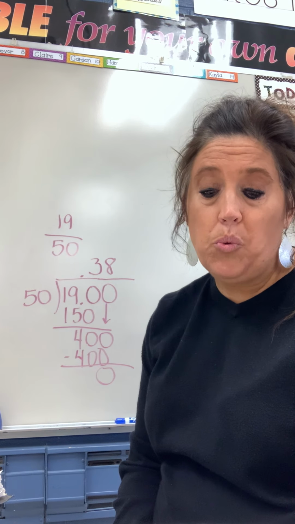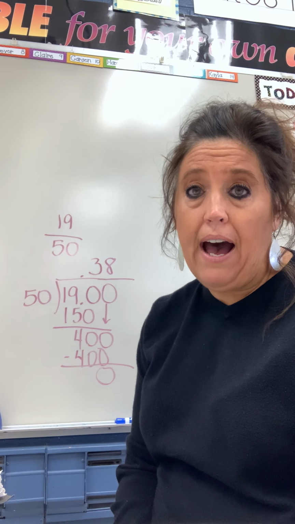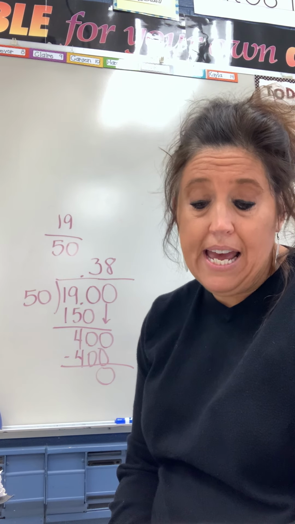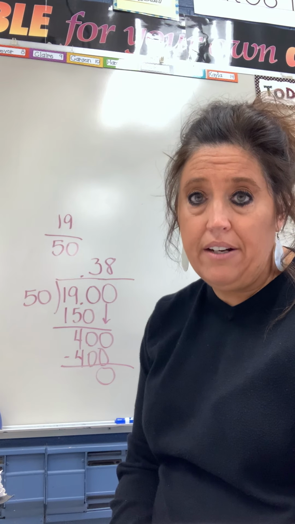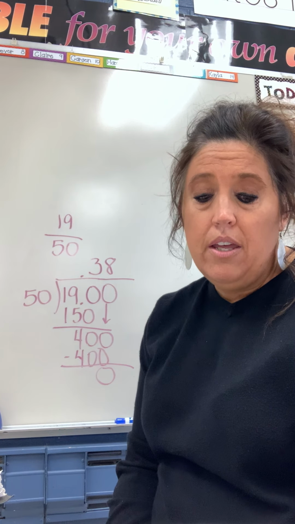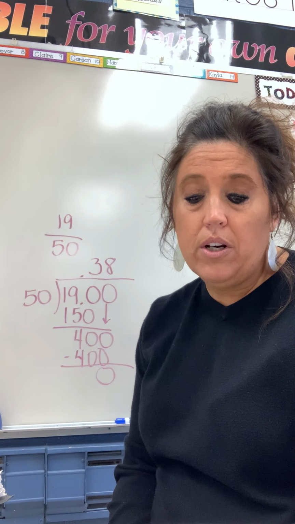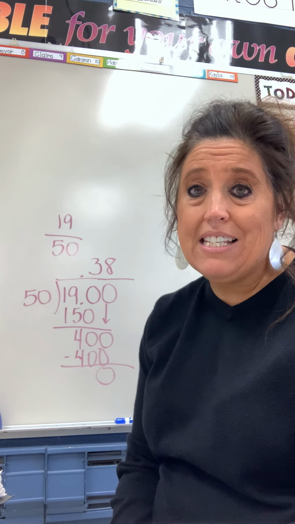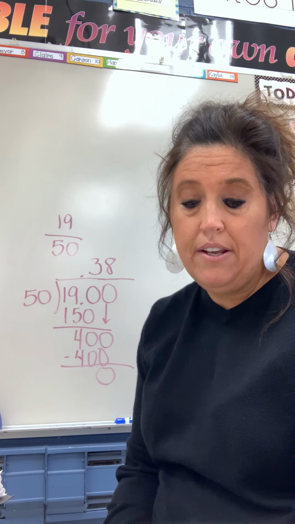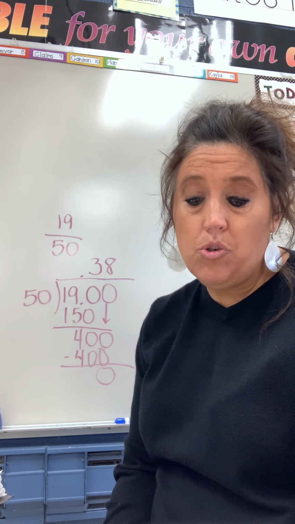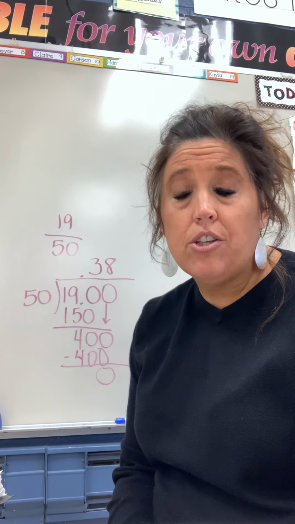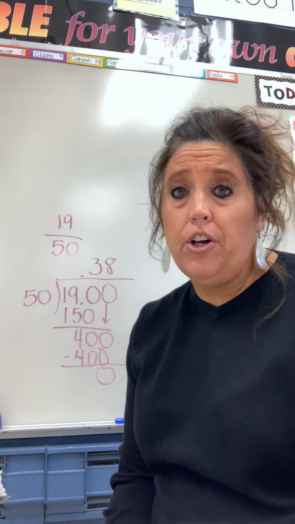All right, the answer for number 20 is 0.5 or 5/10. The answer for number 21 is 2/10, 0.2. The answer for number 22 is 0.56 or 56/100ths. And then number 25 is 0.12, 12/100ths. Okay, so hopefully that review helps you and hopefully it makes sense.